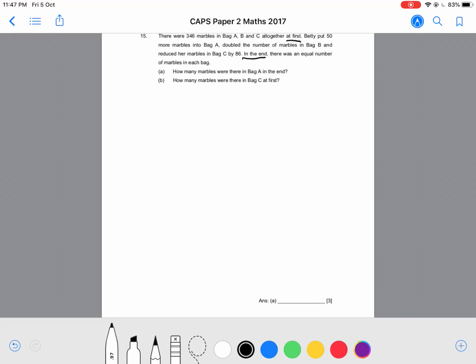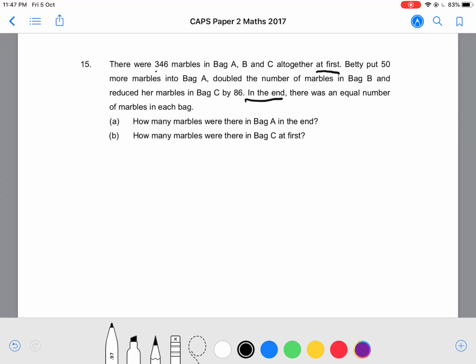So let's try to find out, or in fact, let's do color coding even. So there were 3, 4, 6 marbles at first. So there's a lot of changes going on. Some people put 50, some people double, and in the end, there was an equal number of marbles. Now you will have figured that to draw a model, this part here will be the easiest to draw.